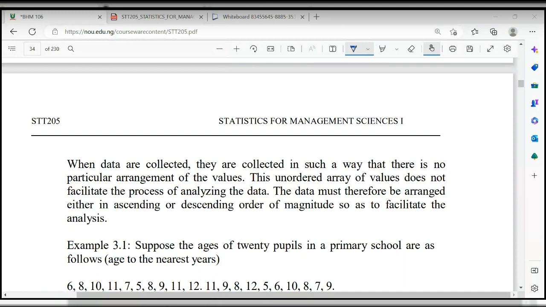So it does not facilitate the process. The data must be arranged either in ascending or descending order so as to facilitate the analysis. What I'm saying here is that until you arrange the data, you cannot analyze it. So that is why it's always good for us to learn how to arrange data. And you can arrange data in both ascending or descending order. So before I progress, when we say ascending, who can tell me what it means?